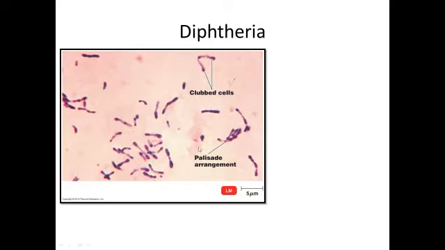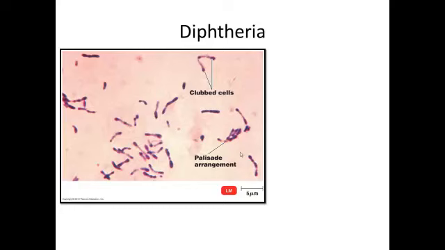Some of them look like cocci. They are non-spore forming, but that sure looks like there's a spore on the end of those. They also divide in an unusual way by snapping binary fission, so that when they divide, they get a little bit of the cell wall between the two new cells that hangs on. So you get these V shapes that are very characteristic. Also, these V's can collapse into the bacilli lining up like this. We call it palisade arrangement. That's typical for Corynebacterium diphtheriae.